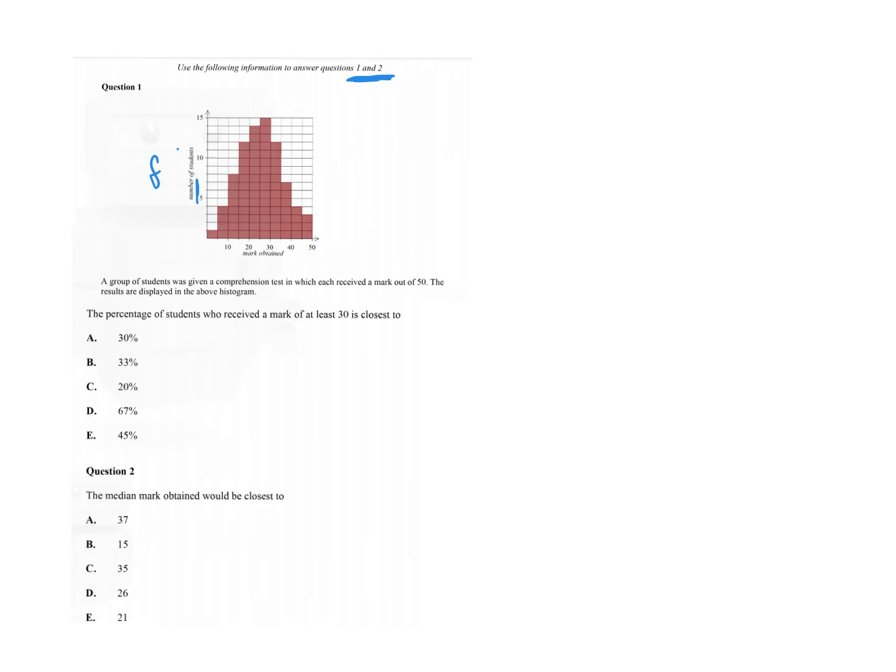who received a mark of at least 30 is. So we need to know of at least 30. So 30 was up to here. So you would add all those up, which is 15, 14, 12, what's that one? 8, is it? 4 and 1. So you add all them up, but they want the percentage. So remember, percentage is the amount over the total times 100.